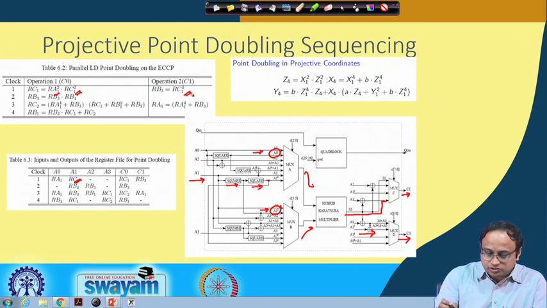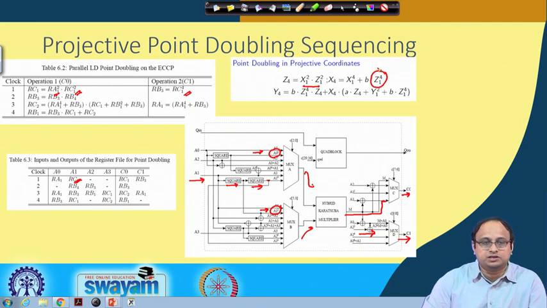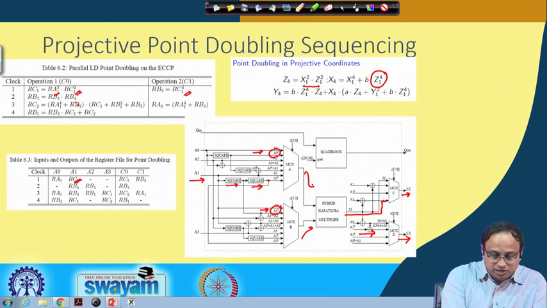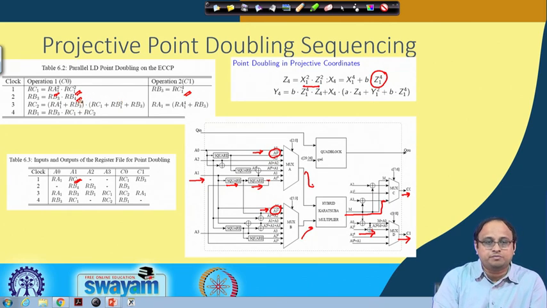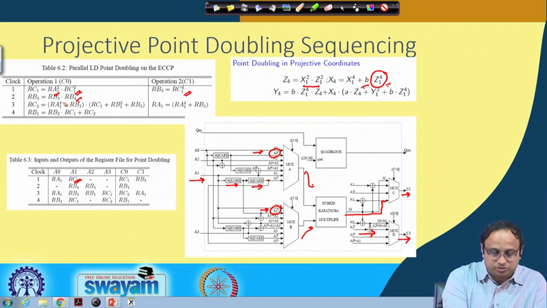Likewise, you have computed in the first clock cycle this component, and you have also calculated this Z1 to the power of 4 in the same clock cycle. In the second clock cycle, you multiply RB3, which is your Z to the power of 4, with RB4. And what is RB4? RB4 was used to store the constant B. So you multiply B with Z1 to the power of 4, and here you compute that corresponding result.